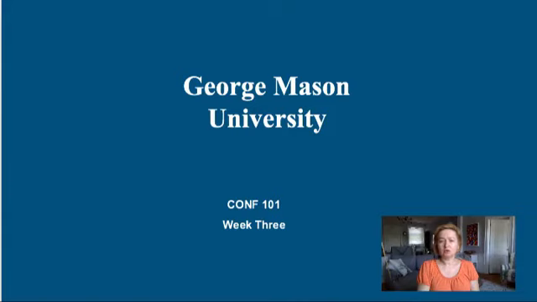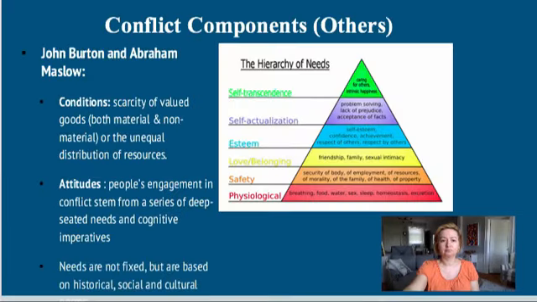Today we're going to talk about two important theories of conflict resolution, which are basic human needs theory and frustration aggression theory. So let's first go into John Burton's basic human needs theory.